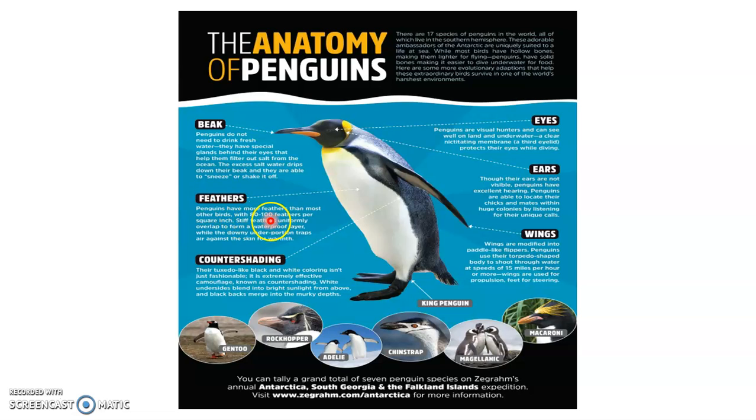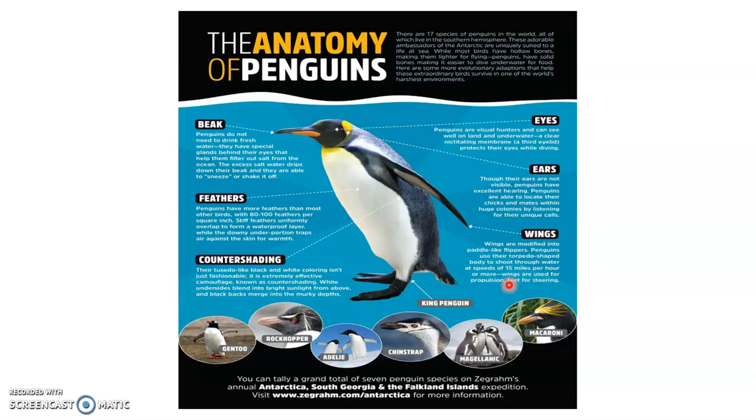Okay, then as feathers, since they are warm-blooded animals, isn't it? So they have thicker feathers than most other birds, and stiff feathers uniformly overlap to form a waterproof layer, while the downy underportion traps air against the skin for maintaining the warmth. Okay. Then another feature is regarding the wings. Wings are modified into paddle-like flippers, which are used for propelling through water.